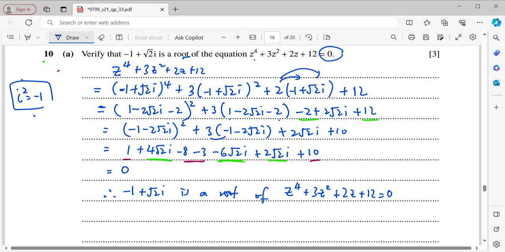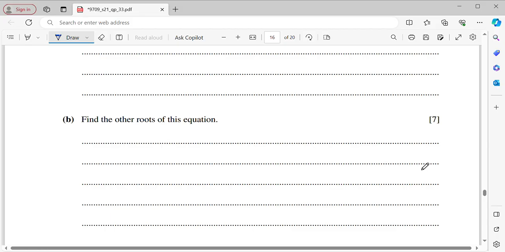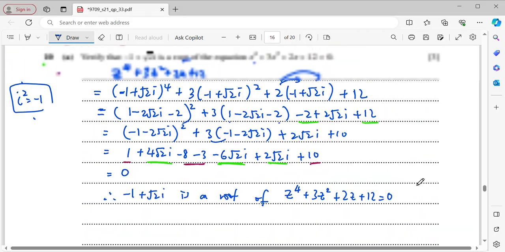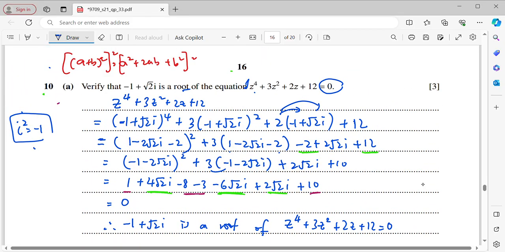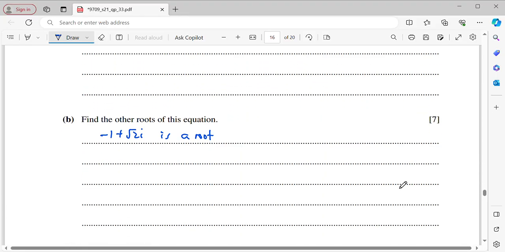So we have completed 10a. Now the next part, find the other roots of this equation. So when -1 plus root 2i is a root for the equation with real coefficients, see, real coefficients, right? That means by default, the conjugate will be another root. So -1 minus root 2i is also a root of the equation.